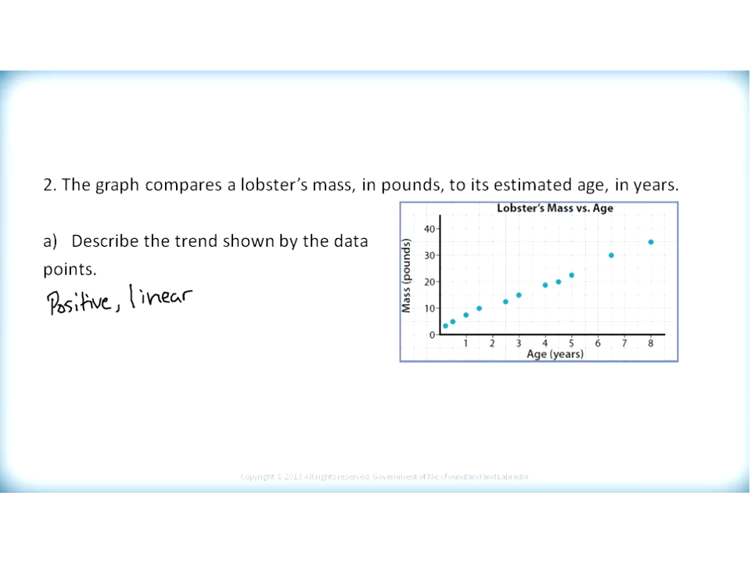It appears to be pretty much a straight line. So there's a positive linear trend between the mass and the age, and the age is your independent variable, and the mass of the lobster is your dependent variable. So what it's saying is that as a lobster gets older, it's also going to grow in size.